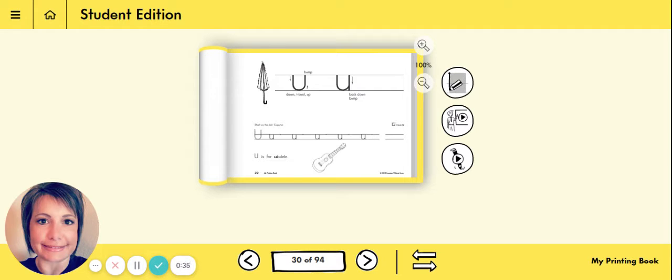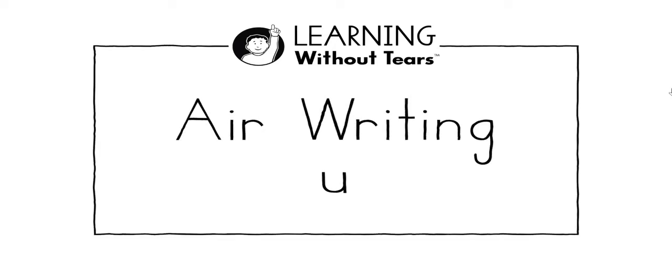That's right, it's a small letter. Before we practice writing the letter u, let's practice writing the letter u in the air. Air writing, lowercase u.